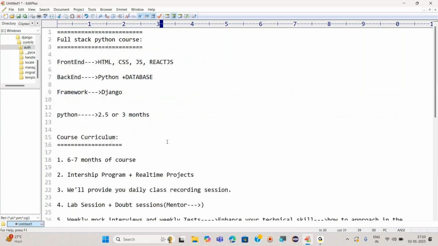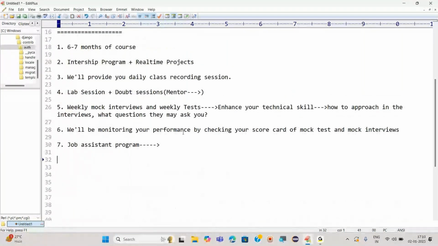And along with this, in this particular thing, I would just add one thing. We'll provide you daily class recording sessions, and for the next 1 year, the recordings will be with you. So you can utilize the recording sessions. You can see them whenever you get any doubt related to any of the topics.